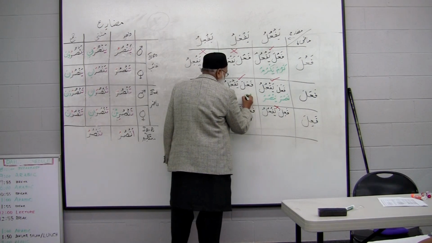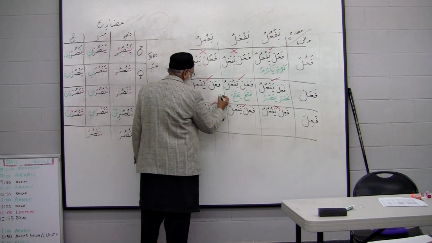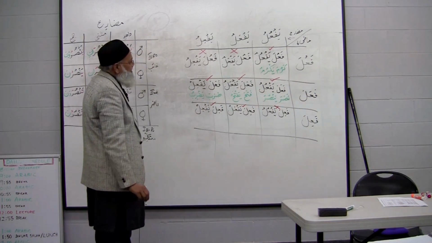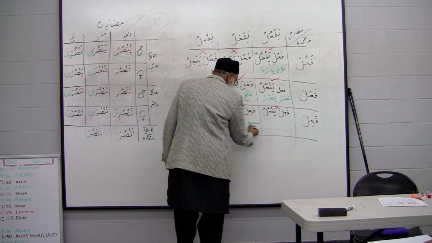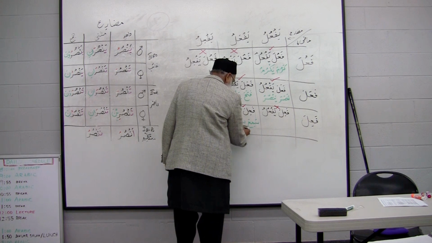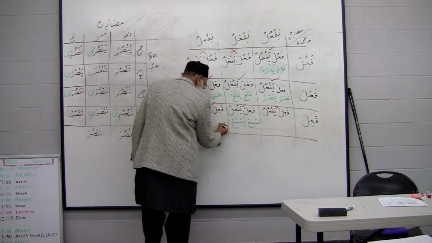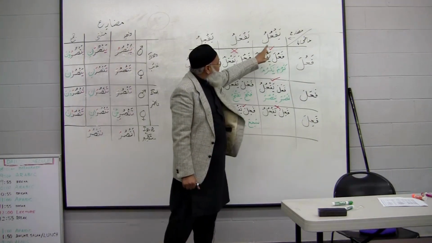An example of this is fataha yaftahu. And the example of this is daraba yadribu. This doesn't exist. The example of this is sami'a yasma'u. An example of this is hasiba yahsibu. These are the examples, one possibility each.